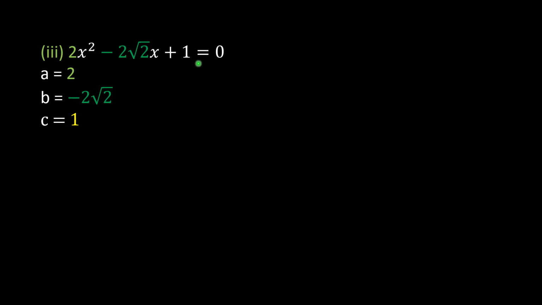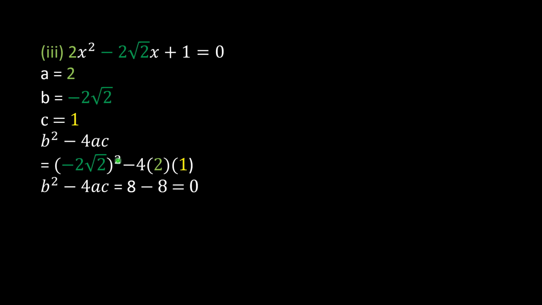Number 3. 2x squared minus 2 under root 2x plus 1 equals 0. We will write the values of a, b and c below. A equals 2, b equals minus 2 root 2, c equals 1. Now we will find b squared minus 4ac. We will substitute the values. B is minus 2 root 2 square, a is 2 and c is 1.